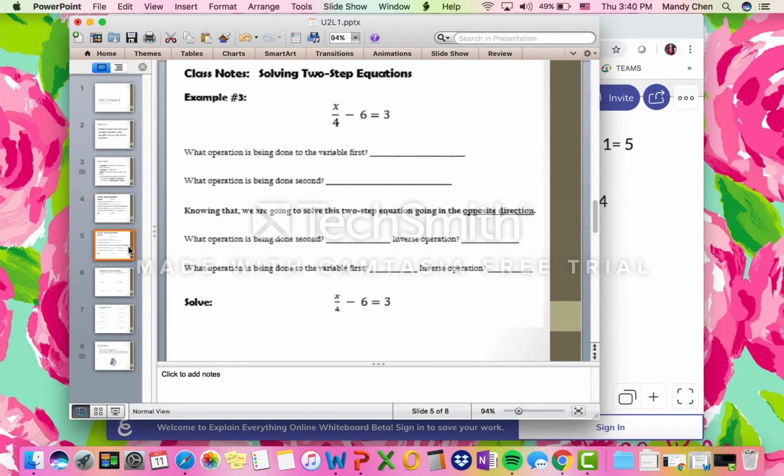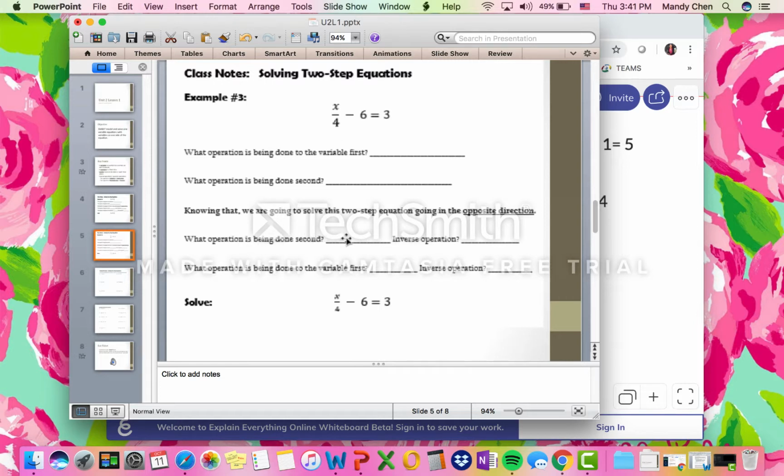Once again, to go over another example, we have x divided by 4 minus 6 equals 3. First, you have to identify what operation is being done first, and then what is being done second, and then you remember the steps. Since it's a two-step equation, you're going to go in the opposite direction, which means we're going to do the opposite of subtraction first, and then the opposite of division.